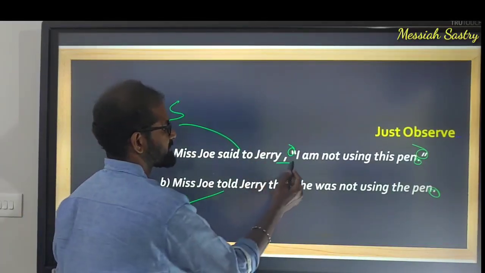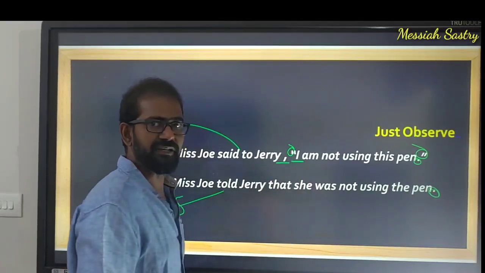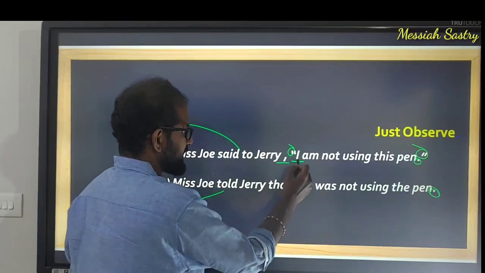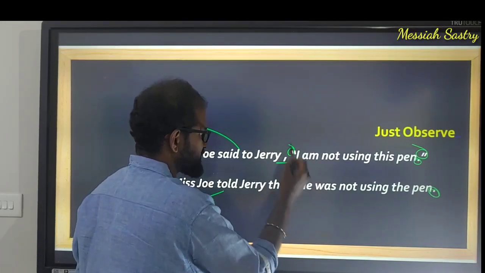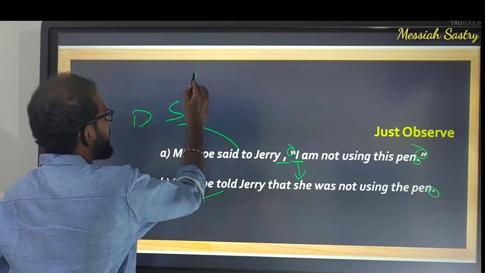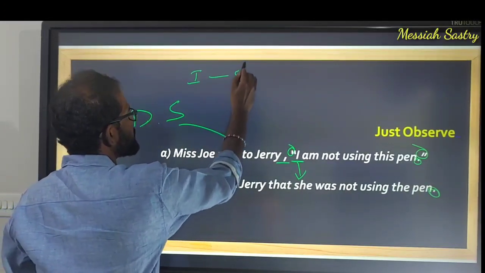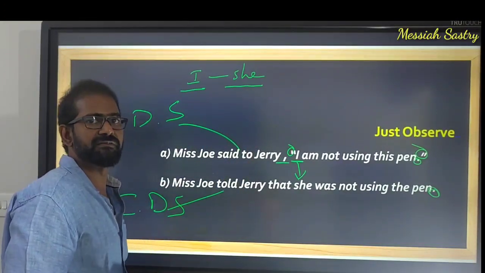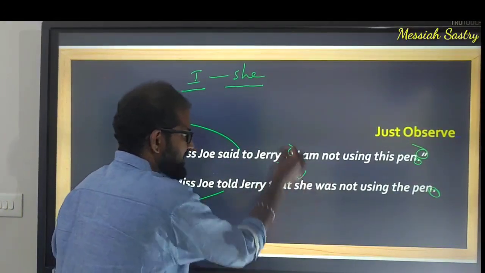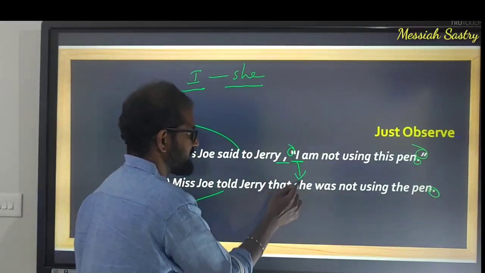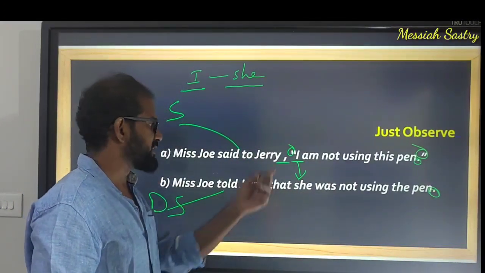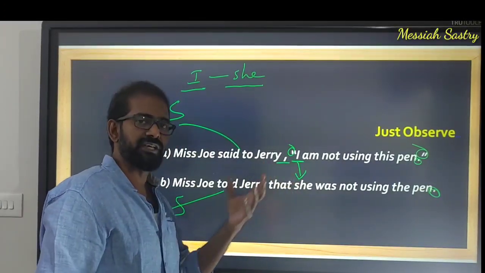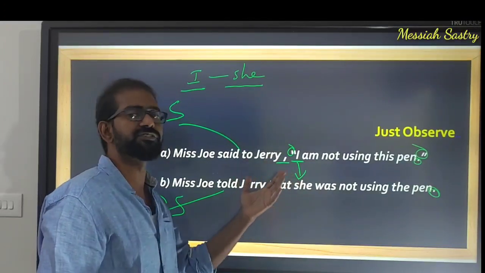And the next point. Here is "I": "I am not using the pen." That "I" changed to "she." This "I" and "she" are pronouns. So while changing from direct to indirect, we need to change even the pronouns. So there is a change of pronouns.